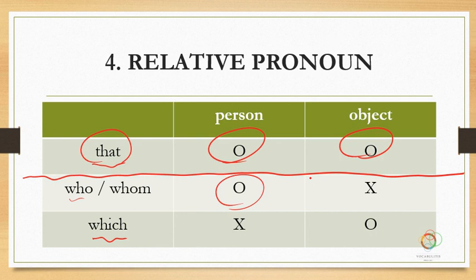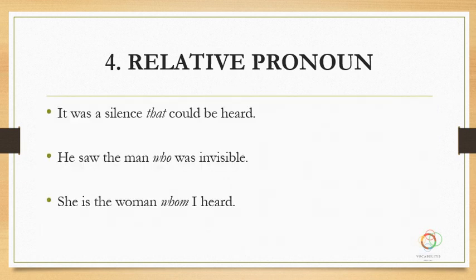The who cannot be used with the objects, however. For objects, you can only use the which, and the which cannot be used with people. You cannot say the doctor which or the lawyer which. Let's look at a sentence that includes a relative pronoun.